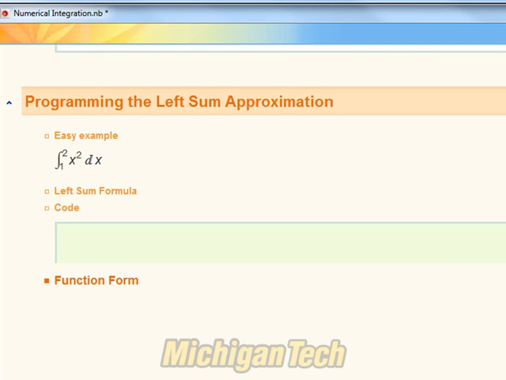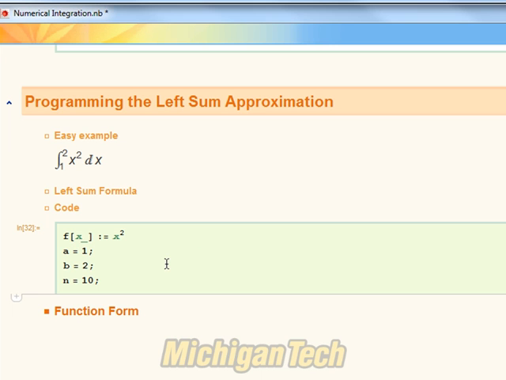The example I will use is integrating the function x squared from 1 to 2 using 10 intervals. Thus, for this problem, I've identified my function. My function value is going to be x squared. I'm integrating from a equals 1 to b equals 2, and I'm using n equals 10 intervals. So those are the specifics about my problem. I can evaluate those values.